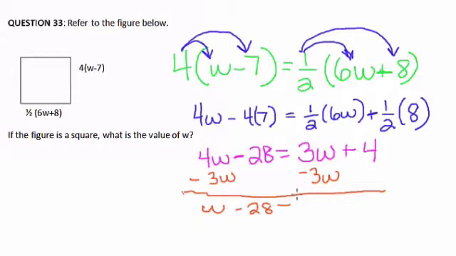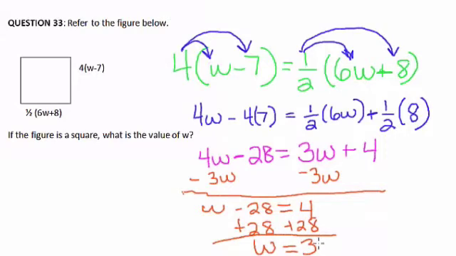equals, well, 3W minus 3W, that's just 0. So we just have 4 on this side. W minus 28. Well, let's add 28 to both sides to get rid of the 28 on this side over here. So we're almost finished. Negative 28 plus 28, well, that's just 0. So on this side, we just have W. And on this side of the equal sign, we have 4 plus 28. That is equal to 32.